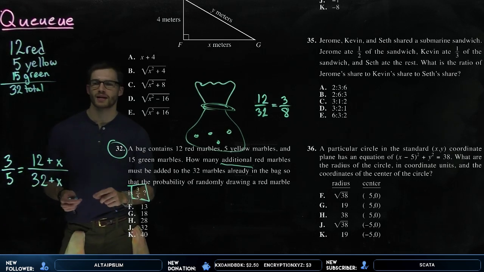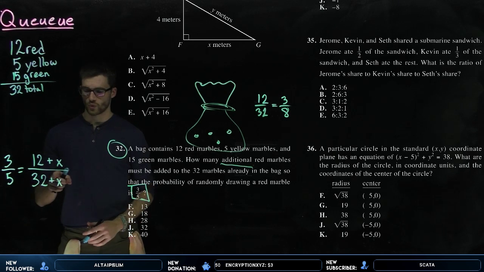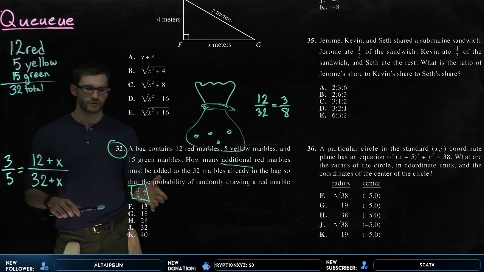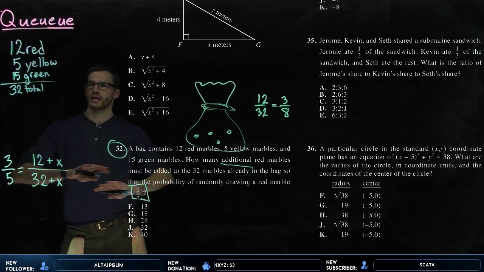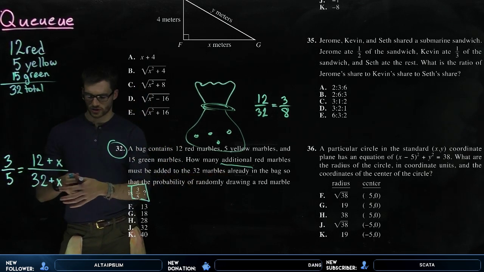The reason I set it up this way is because now we have an equation, and now you don't have to have any idea what's going on. We are just solving for x, and it will give us our answer. So this is all the plan. This is all the harder stuff, and once you get to your equation, now it gets easy.